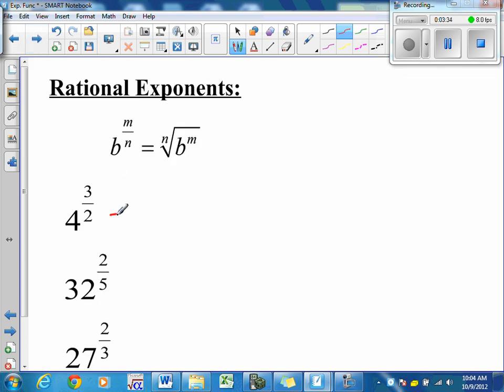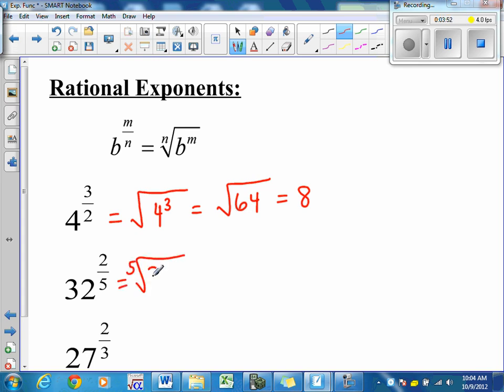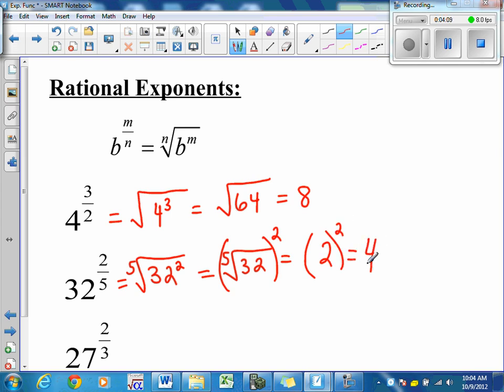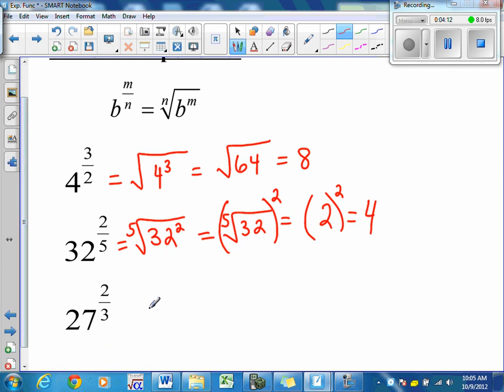If we have 4 to the 3/2, this is the square root of 4 cubed, which is the square root of 64, which is 8. This is the 5th root of 32 squared. However, I don't know what 32 squared is, so I can write this as the 5th root of 32, then squared. The 5th root of 32 is 2, and 2 squared is 4. So many times, putting that exponent on the outside of the root is easier.